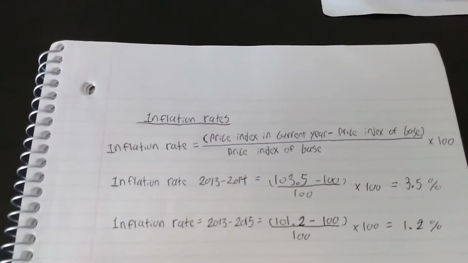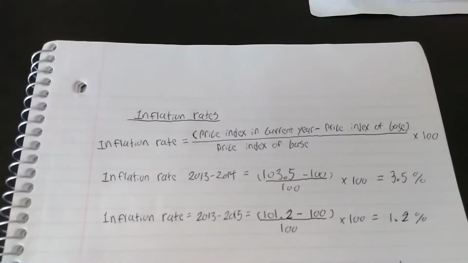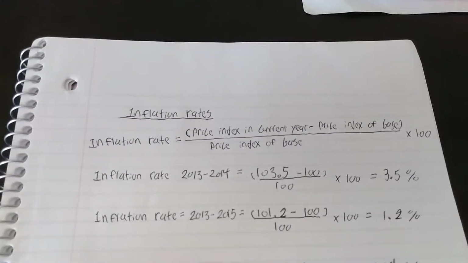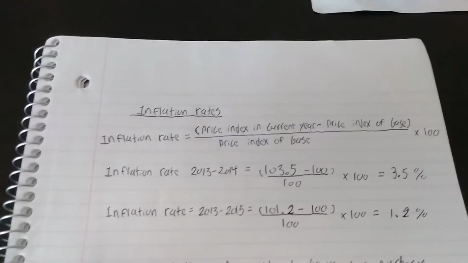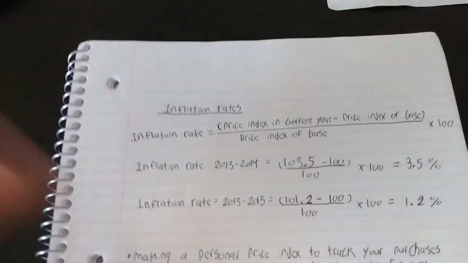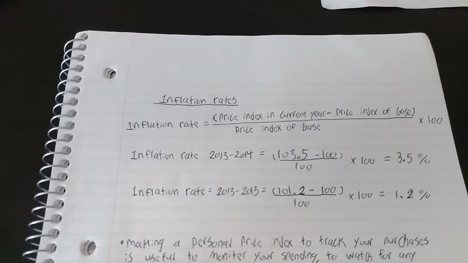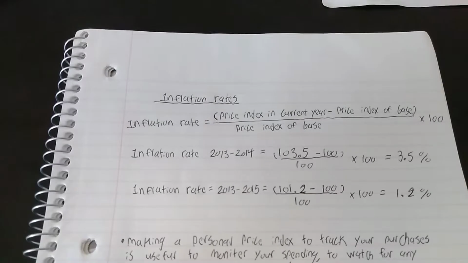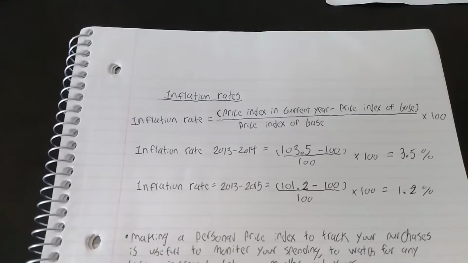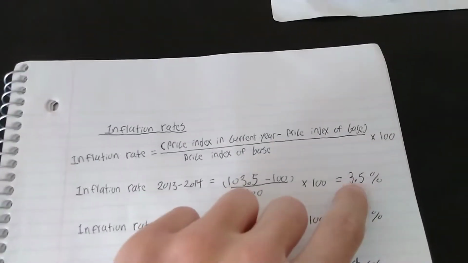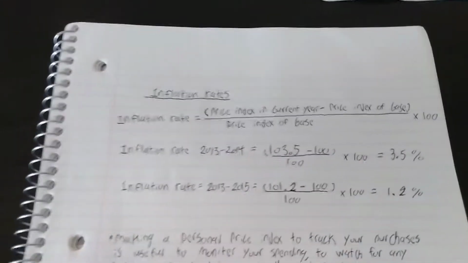Here is the formula for an inflation rate. You're going to want to get the price index in the current year minus the price index of the base year over the price index of the base year times 100. So the inflation rate from 2013 to 2014 is going to be 103.5 minus 100 over 100 times 100, which is 3.5% inflation from 2013 to 2014.